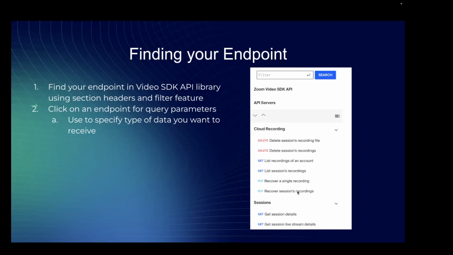If you were to type in recording in your filter, you're going to get endpoints that fall under cloud recording. You'll also see it sectioned off. We have cloud recordings, then we have sessions. We also have a few more different headings on the actual page, but you can use the left toolbar or scroll bar to easily find the endpoints that you need. And once you click on the endpoint, you're going to see more information about this endpoint. So what it does and what query parameters are needed, if any, and these query parameters allow you to specify the type of data that you want to receive. So I'm going to pause quickly and just show us a brief overview of what that page looks like.